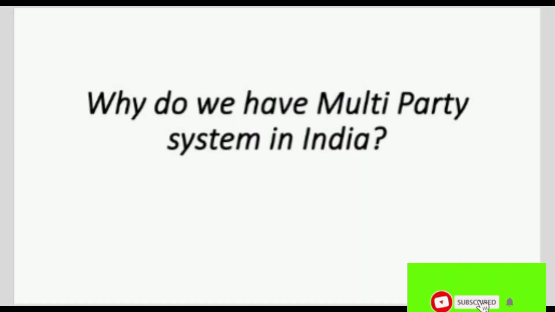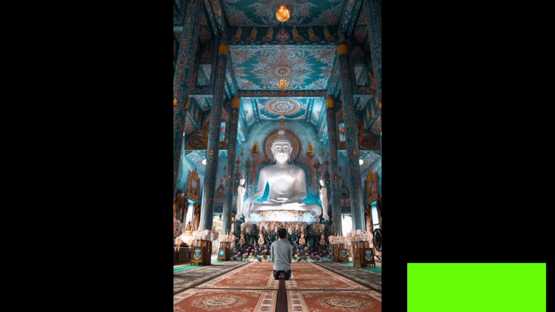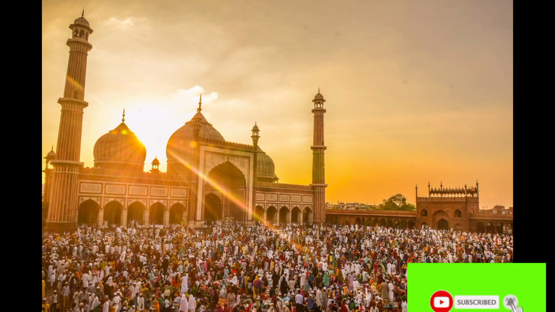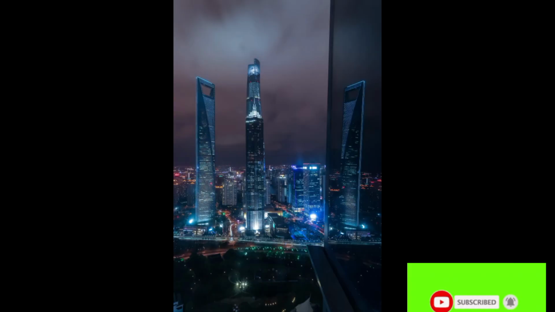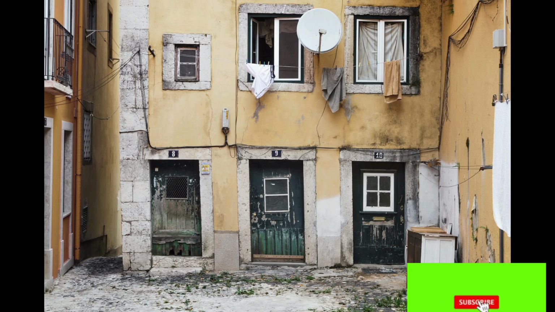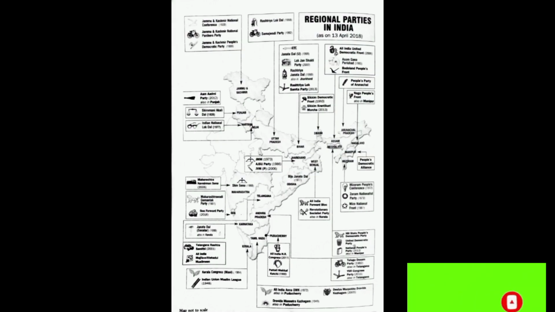Now, you can ask this question: why do we have a multi-party system in India? You know that India is a vast country with many social and geographical diversities. People speak different languages, follow different religions, and have different customs and traditions. Some regions are very prosperous while others are underdeveloped and backward. As a result, all the diversities cannot be observed and looked after by only one or two parties. So, there are a number of small parties which represent various interests and opinions. India has a multi-party system.